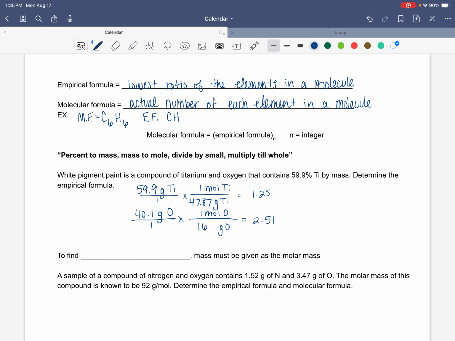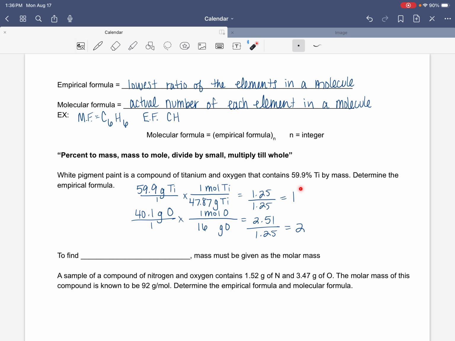Okay, the next step is divide by small. If we look at these two numbers, I have 1.25 and I have 2.51. Of these two numbers, 1.25 is the smaller number, so I'm going to divide each of the numbers by the smaller number, 1.25 and 1.25, and I'm going to get 1 and 2. So we divided by small, multiplied to whole. Notice these are both whole numbers, so we don't have to worry about that last step of multiplying to whole. If you have like a 1.5 for one of your answers, we would have to multiply each of the numbers by 2 in order to get whole numbers for both of them.